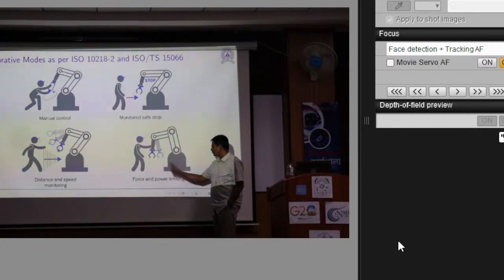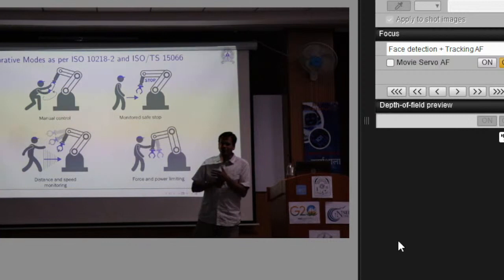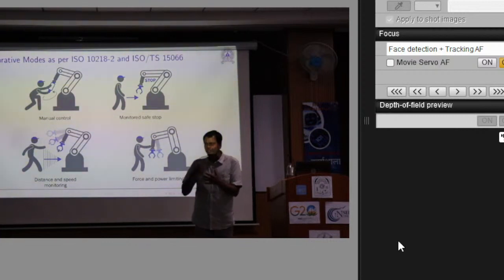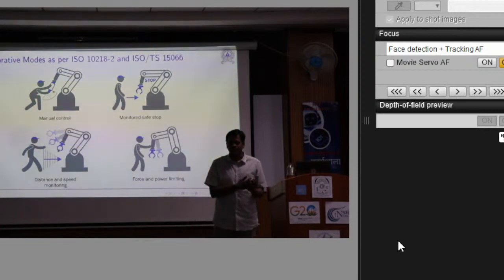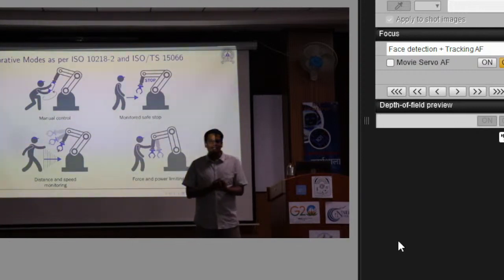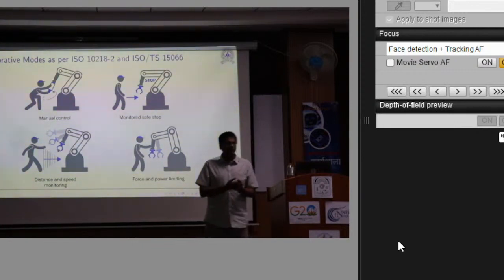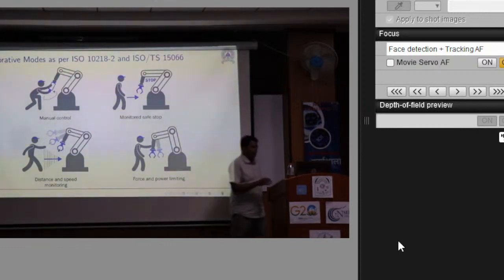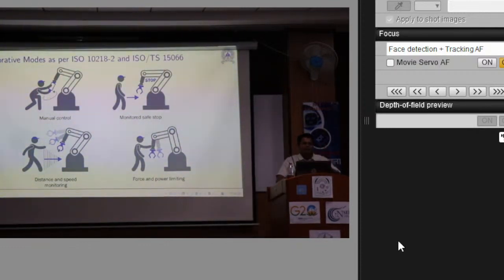Finally, this one is actually the cobot category, which is force and power limiting. Even if you hit it intentionally, it cannot deliver more than some amount of power and won't do that much damage. Collision happens, but not that much damage. Accidents happen sometimes in sports, in football, nothing happens, we keep playing. Same way, these robots are limited by the power they can deliver when they encounter any collision or accident.